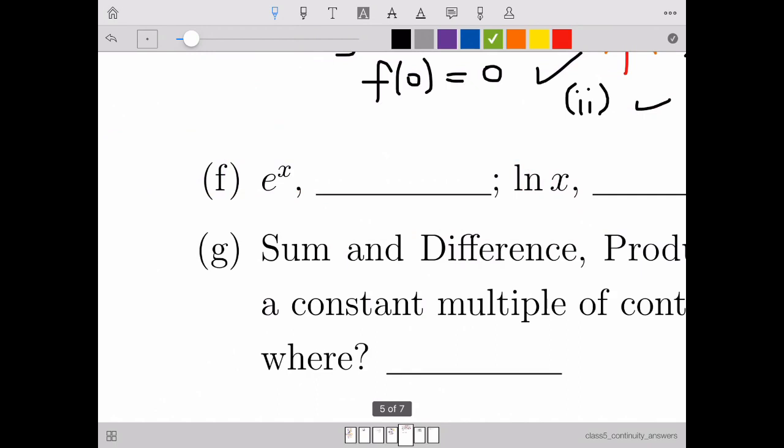f of x equals e to the x. What was the graph of e to the x? Yep, it looks like this. So at any point c, its limit is equal to its function value. So e to the x is continuous at all real numbers.